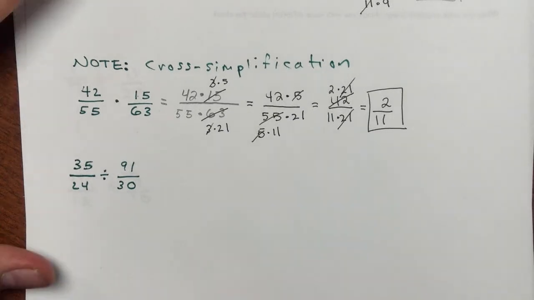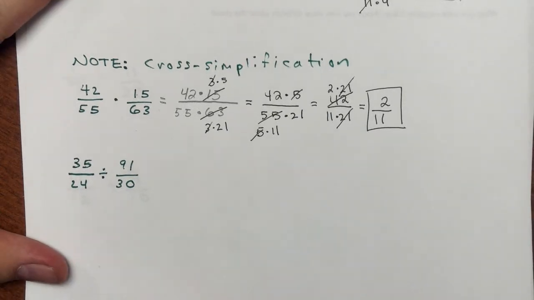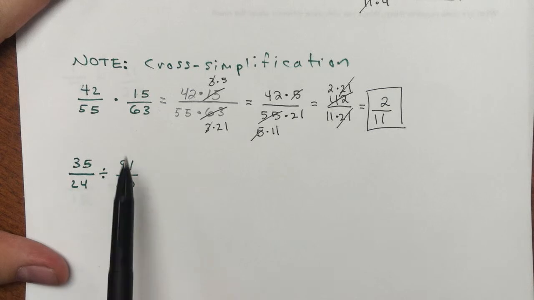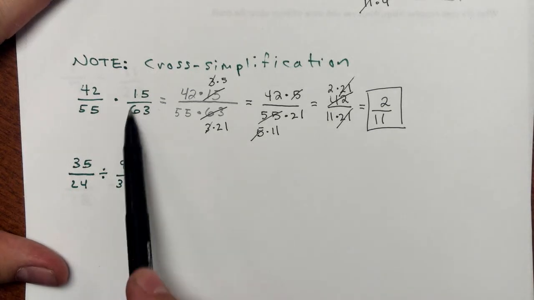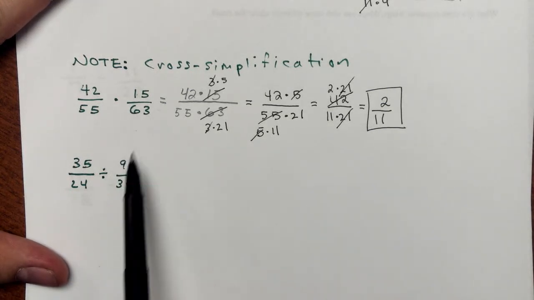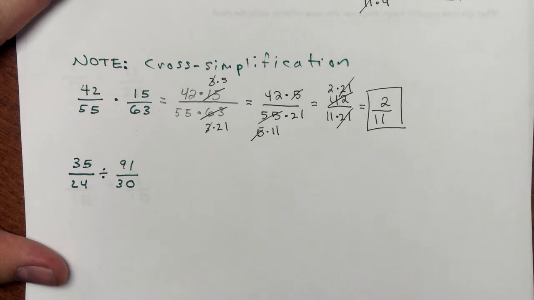Let's do an example with division. 35 24ths divided by 91 30ths. So in the previous example, I could have made this simpler beforehand by simplifying 15 over 63. Here, neither of these simplifies, I will tell you.